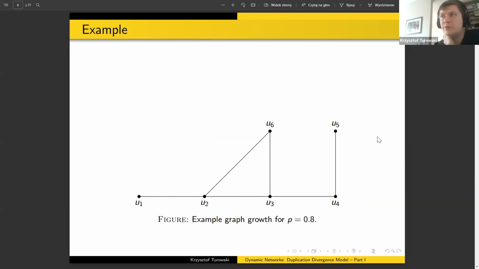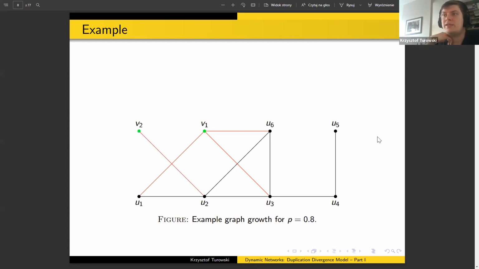Okay, so a small illustration of this process. Suppose that we start from this graph on 6 vertices. Then we add a new vertex, V1, and let's suppose that it chose U2 as its parent. So we flip a coin for each of the 3 neighbors of U2, that is U1, U3, and U6. And it turns out it was heads in all 3 cases. So we make V1 adjacent to all 3 of these vertices.